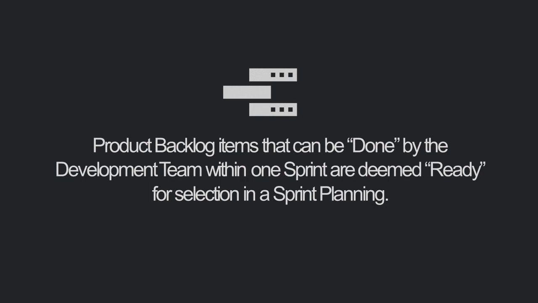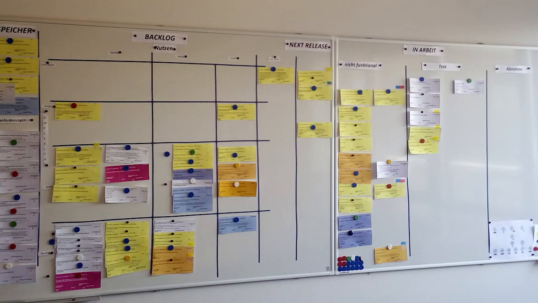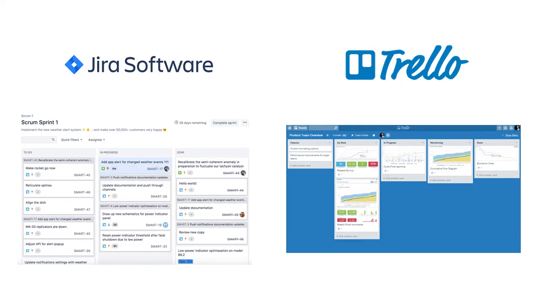The product backlog items that can be done in the next sprint are deemed as ready for selection by the development team. This usually means that not only the items are small enough to fit within a sprint, but they are also detailed enough and immediately actionable. There are several tools that allow to manage product backlog. It can be a document on a whiteboard in a commonly shared room. Alternatively, the team can also use software tools like Jira or Trello.